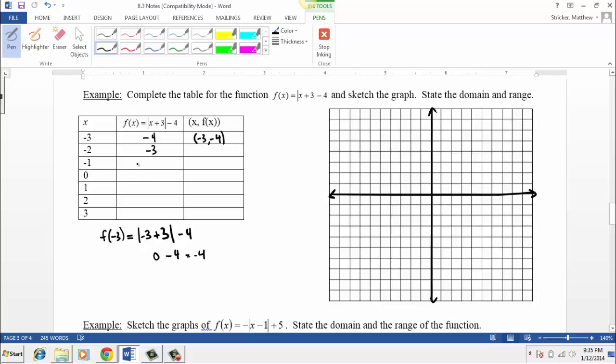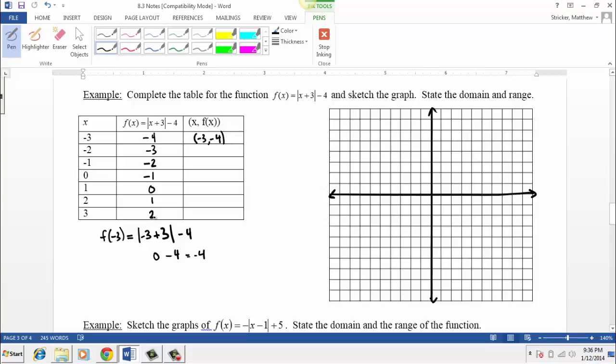When I plug negative 1 in, I get negative 2. When I plug 0 in, I get negative 1. When I plug 1 in, I get 0. When I plug 2 in, I get 1. And when I plug 3 in, I get 2.